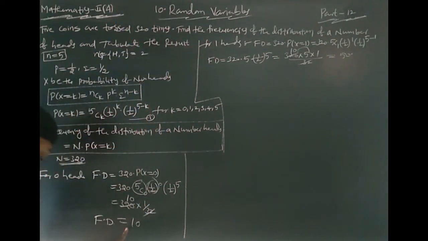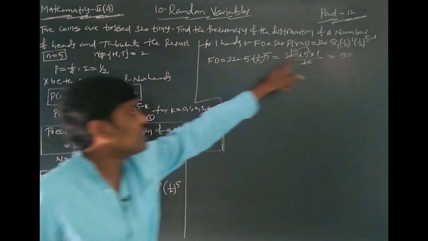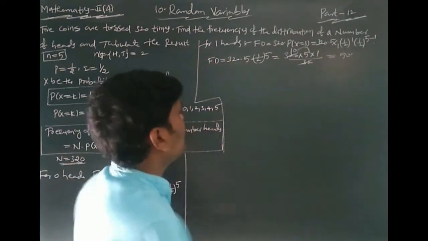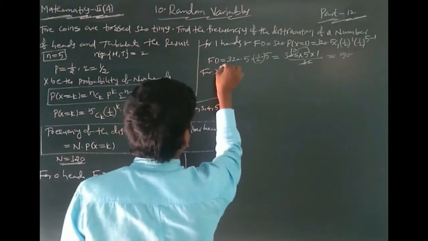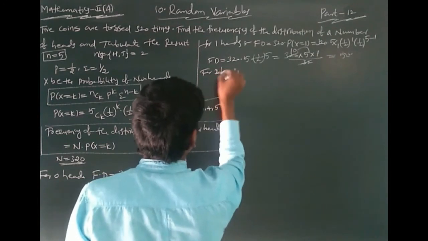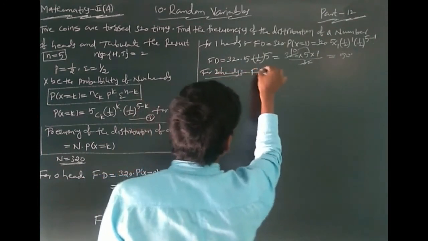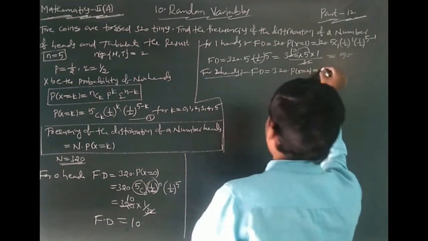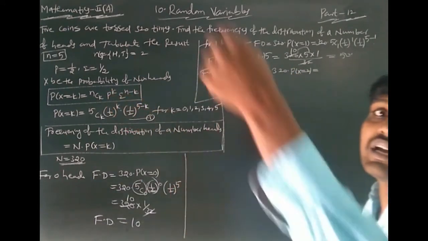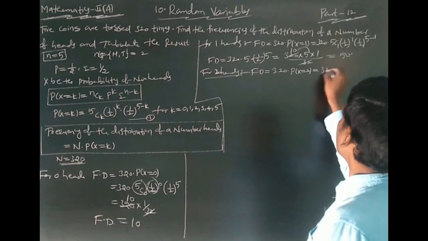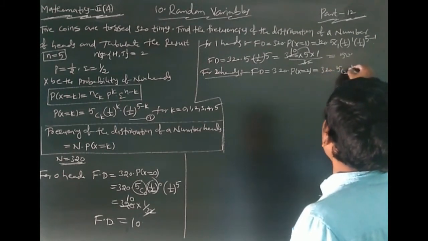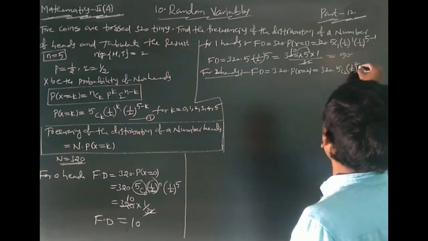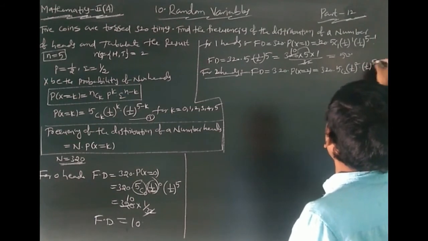Here, 0 heads: 10, 1 head: 50. Similarly, for 2 heads, the frequency distribution is 320 into P(X = 2). You can write this equation with k value 2: 320 into 5C2, (1/2) whole power 2, (1/2) whole power 5 minus 2.